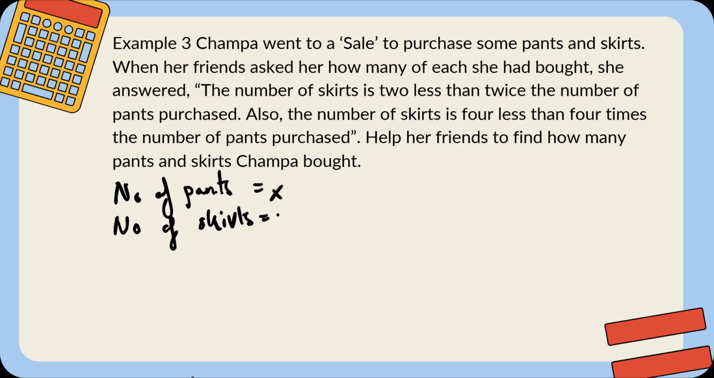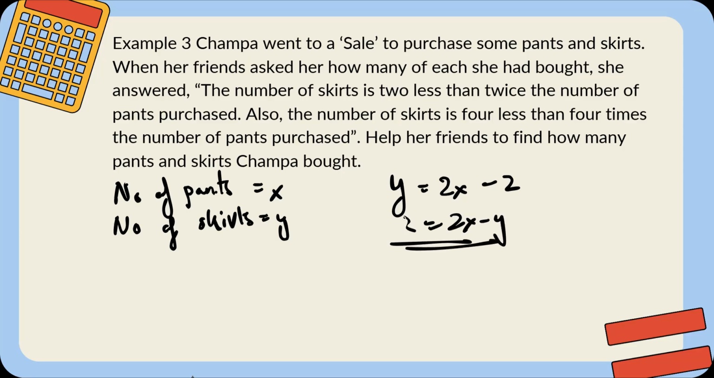The number of skirts is 2 less than twice the number of pants, right? 2 less than means minus 2. 2 less than what? 2 less than 2 times the number of pants. Number of pants is x. So we have y equal to 2x minus 2. I just rearranged variables to one side, number to the other. So we have 2x minus y is equal to 2.